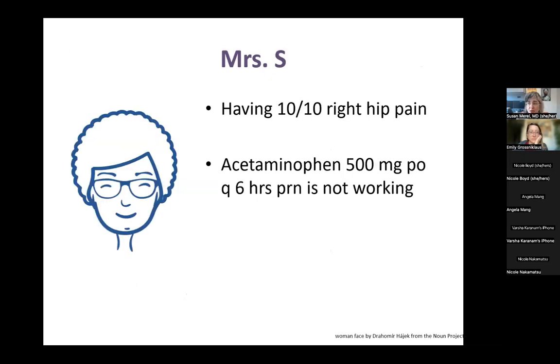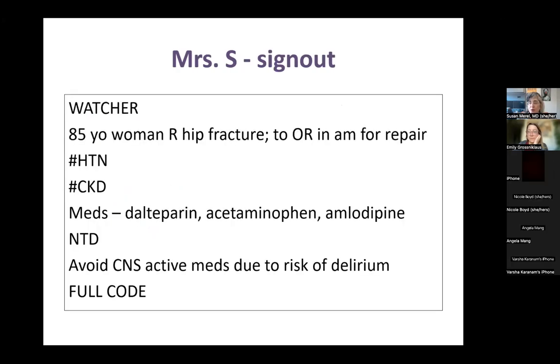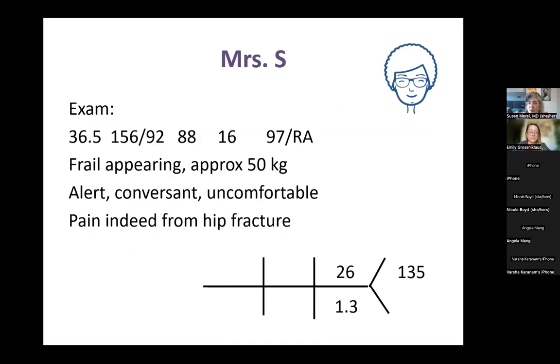So let's jump right in. Our first patient is Mrs. S. She is having 10 out of 10 right hip pain, and she's been getting Tylenol, and it is not working. So here's your trusty sign out. She's 85. She had a hip fracture. She's going to the OR in the morning. She has some hypertension and some CKD. Here's her meds. People are worried about her getting delirious, and they want you to avoid CNS active meds, and she is full code.